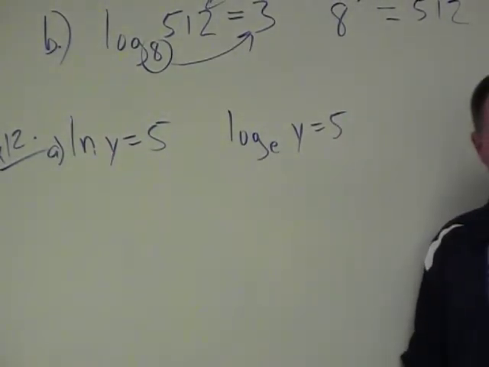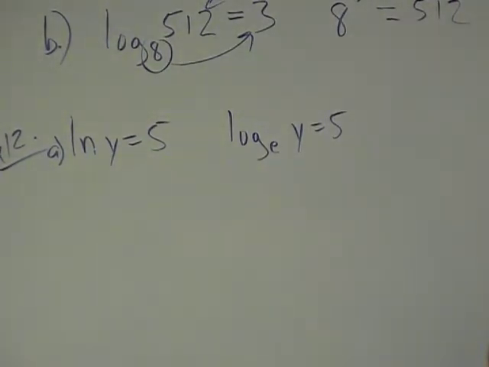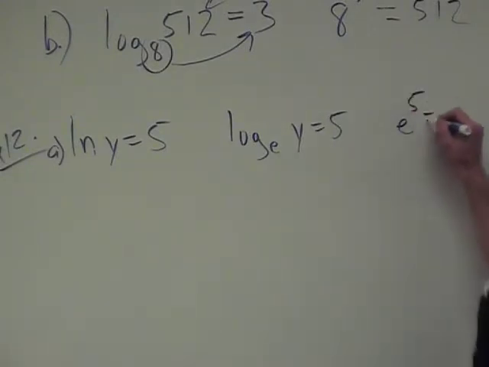So whenever you see natural log, it's the same thing as this. Is that a lowercase l in one? Yes. Natural log. Okay, so what is this answer in exponential form? Destiny. Yes, Destiny. e to the 5th equals y.